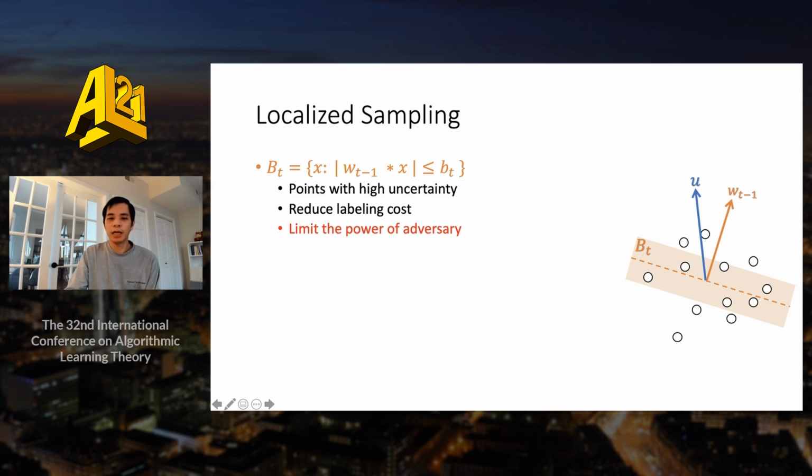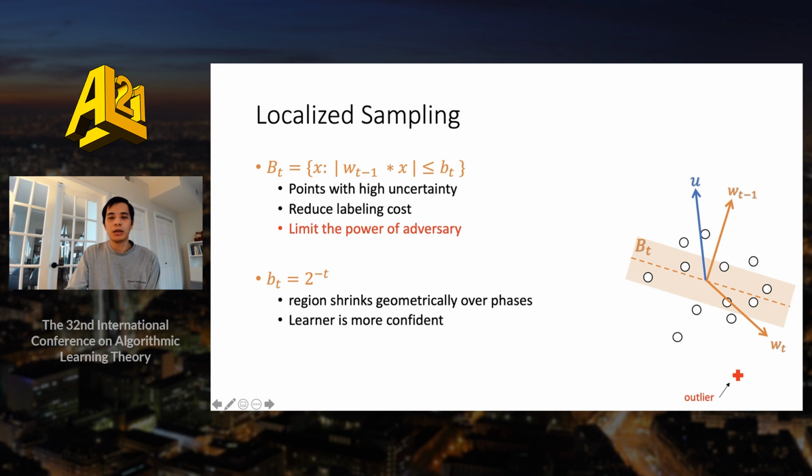Just imagine that we don't sample from B, we sample from the whole region. And suppose this is the outlier returned by the adversary. What's going to happen is that we will try to fit the data, and to do so, we will have the new iterate W_t, which is far away from the ground truth. And the bandwidth b_t shrinks over phases geometrically. This is because as the algorithm proceeds, we will be more confident about our estimate.